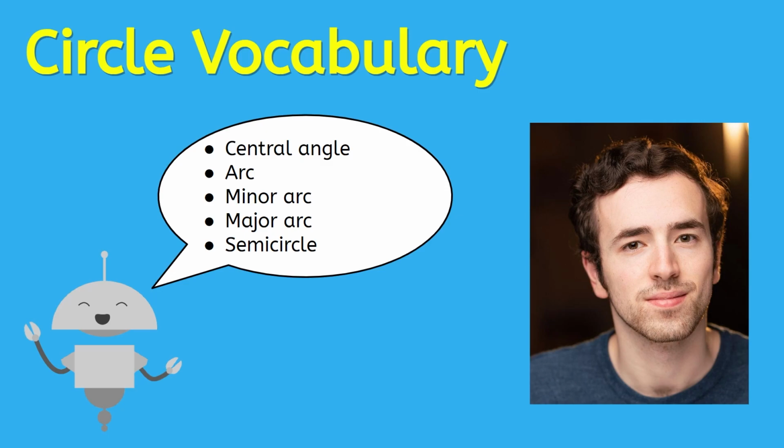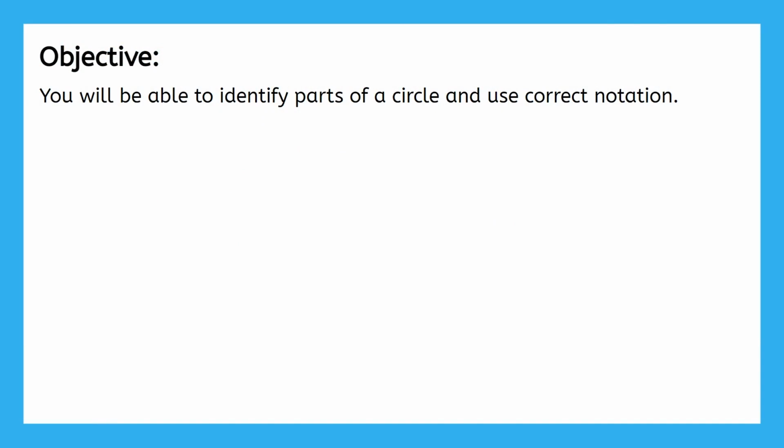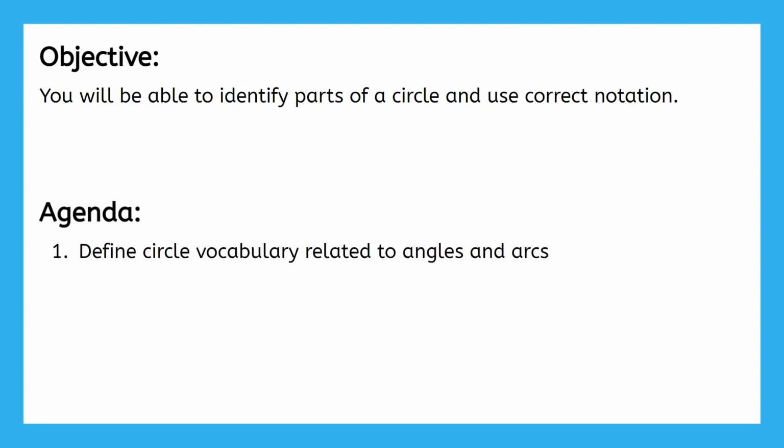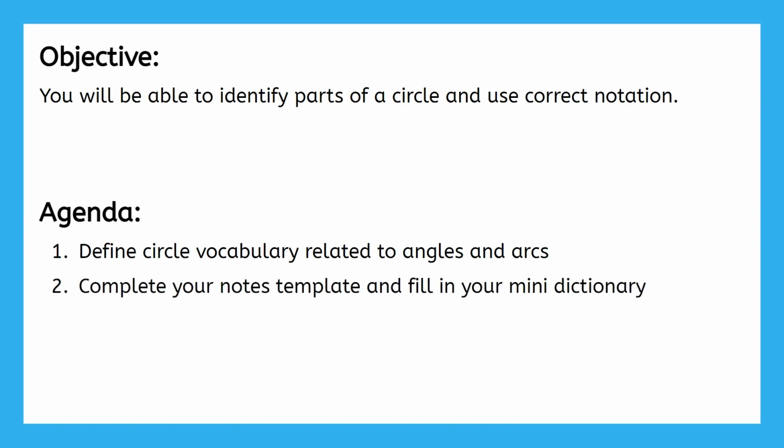In this lesson's second video, you'll continue to learn all about the circle vocabulary we're going to be using in this unit. You are beginning the second and final video of this lesson, which focuses on angles and arcs within circles. Let's recall our objective for this lesson. Our goal is that you're going to be able to identify parts of a circle and use correct notation. In this video, we'll define circle vocabulary related to angles and arcs. Then, you'll have time to fill in your notes template and mini dictionary before moving on to the practice game.